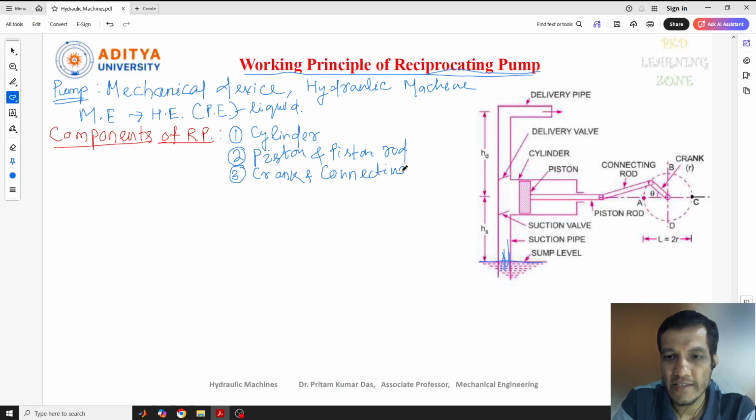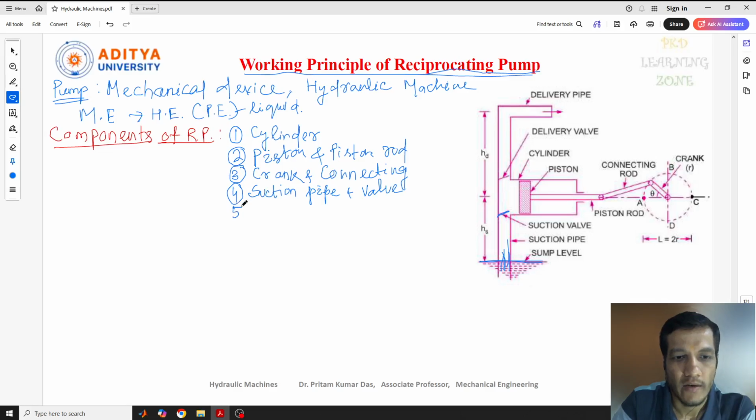So these are the parts inside the pump. Along with this, we have some other components. If you see, this is our sump level. Through the suction pipe, along with the suction pipe, we have a suction valve. So here I'll just write suction pipe and valve, suction pipe and suction valve.